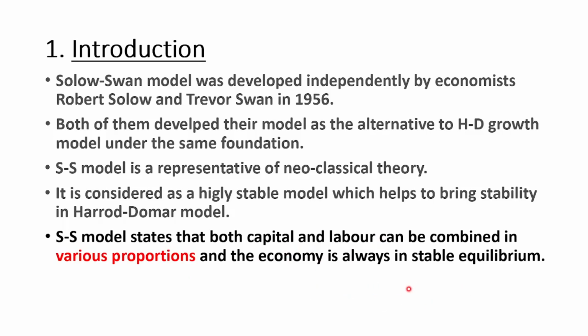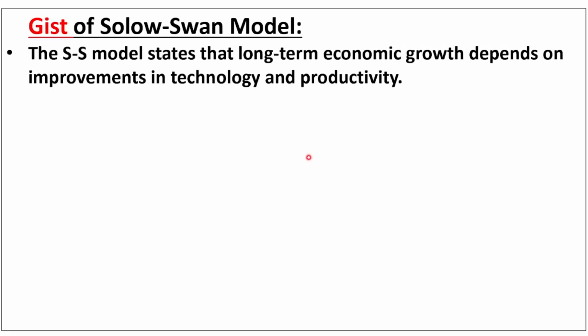So before going to the assumptions of SS model, let's have a quick concept of SS model. The gist of SS model, or Solow-Swan model, is that it states that long-term economic growth depends on the improvement in technology and productivity. That means any economy, for long-term economic growth, should focus on technology and productivity. So these are the major findings of Solow-Swan model.